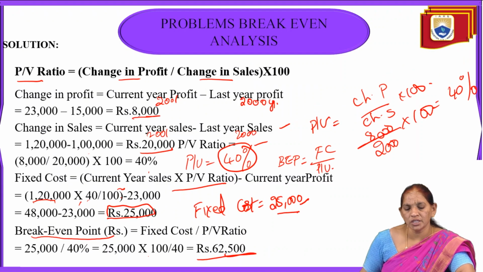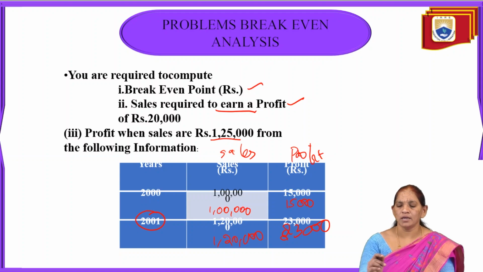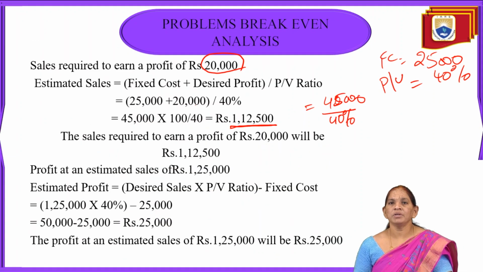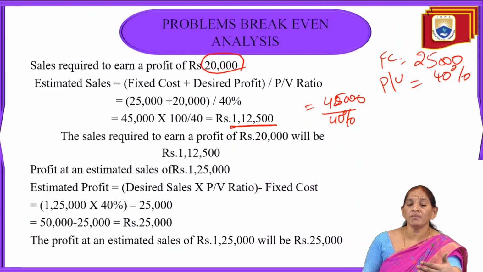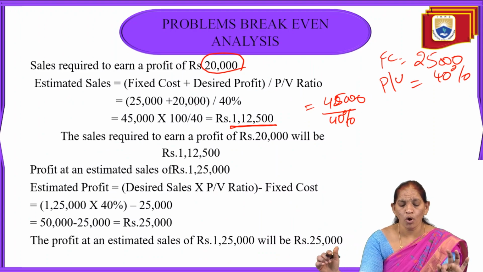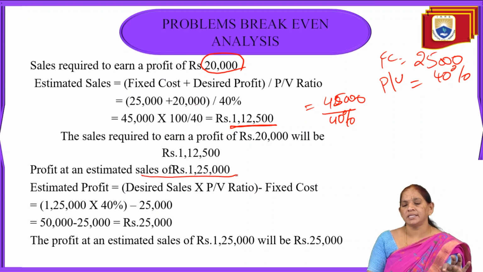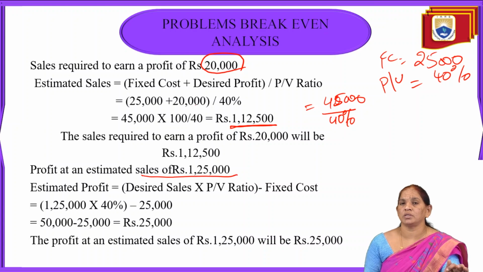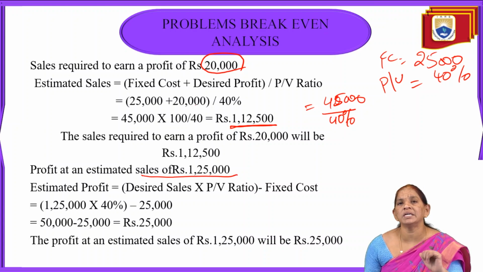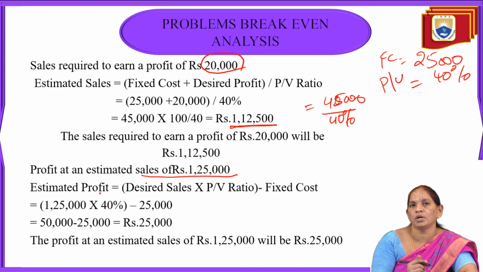Another question given here is relating to the profit when sales are 1,25,000. Above, the profit was given and we wanted to identify the sales. Now they give that the sales is 1,25,000. Then what amount of profit will the organization get? For that we have a formula in order to estimate the profits.